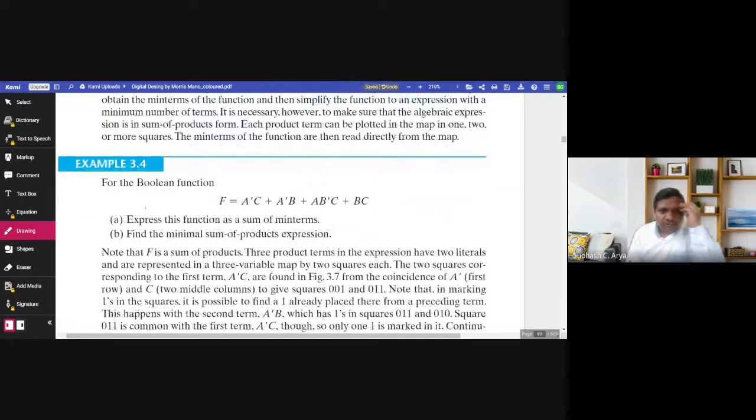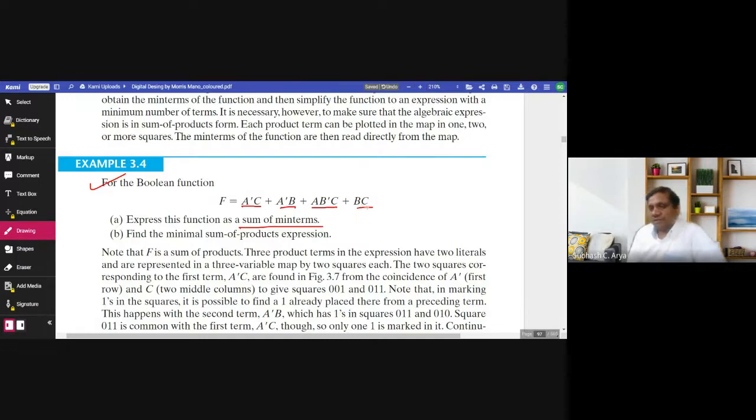Now in example 3.4, it is given as f is equal to a bar c plus a bar b plus a b bar c plus bc. Express this function as a sum of minterms, which means you have to find out the missing literal. In the first one, b is missing. In the second one, c is missing. This one is complete. And in the last one, a is missing. So you have to find out.